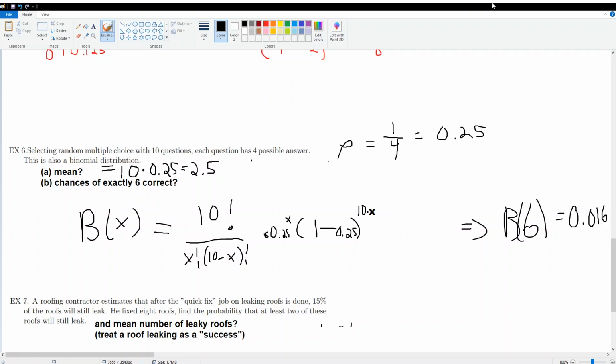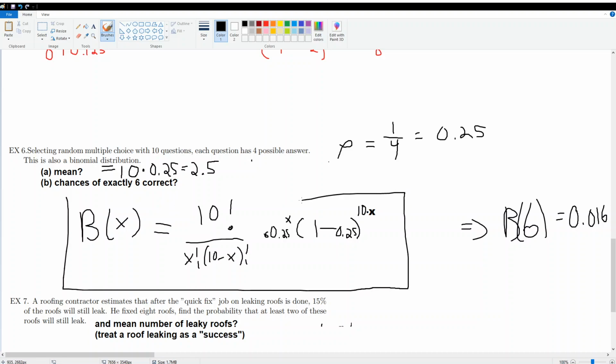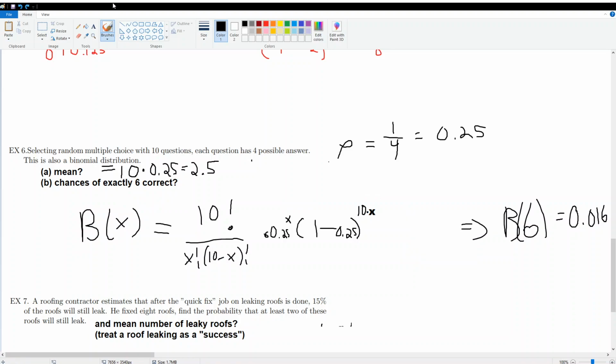0.016. Again, that just comes from typing this straight up, word for word, letter for letter, number for number, into Desmos, and you just enter in b of 6 and it'll give you the answer. In fact, on the test, this is exactly how you should do it. But if you want to see the full work, we would have this.